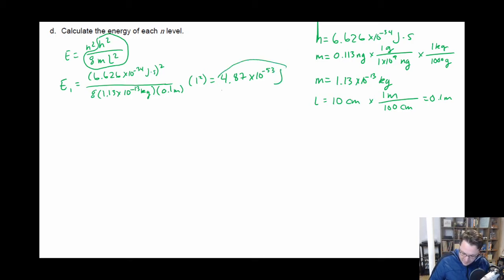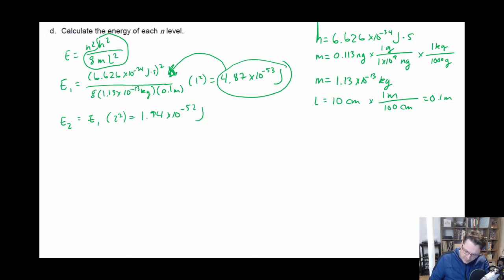And so all we have to do, to make our lives a lot easier, is take that value and do E1 times 2 squared to find out what it is for the n equals 2 level. That comes out to 1.94 times 10 to the negative 52 joules. You can just work your way through that way, and that's how you calculate all the different energy levels, a quick way to do all of them.